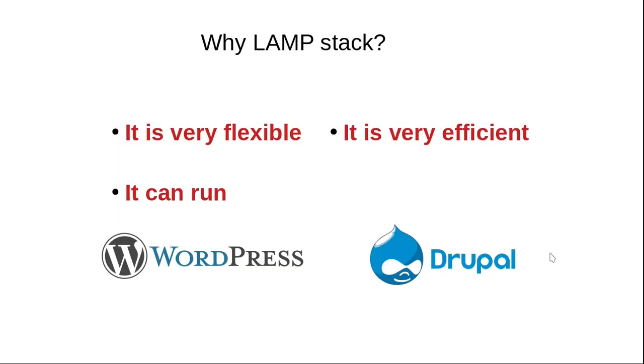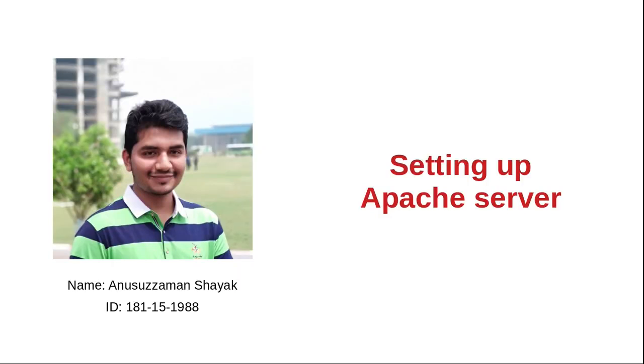So why are we using LAMP stack? Because it is very flexible. All of the software used in this configuration are open source and regularly maintained, and we can easily expand the functionality of our configuration by adding various modules as per required. It is also very efficient because this configuration does most of our work for us. We don't need to worry too much about the server. We can focus on web development. This configuration can run various popular web applications such as WordPress and Drupal. So let's get started with setup process.